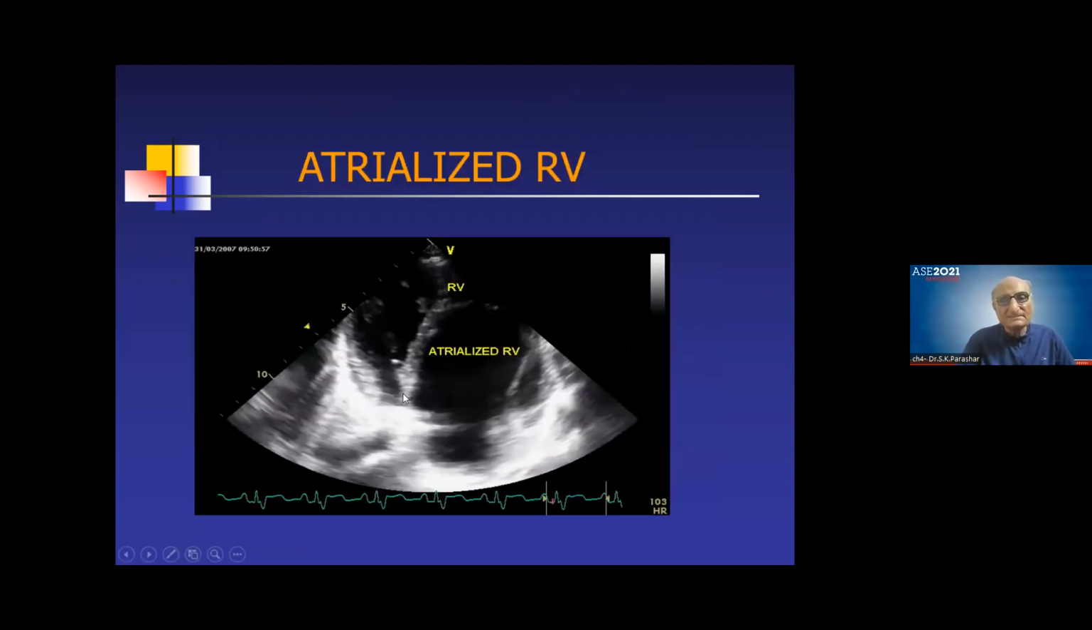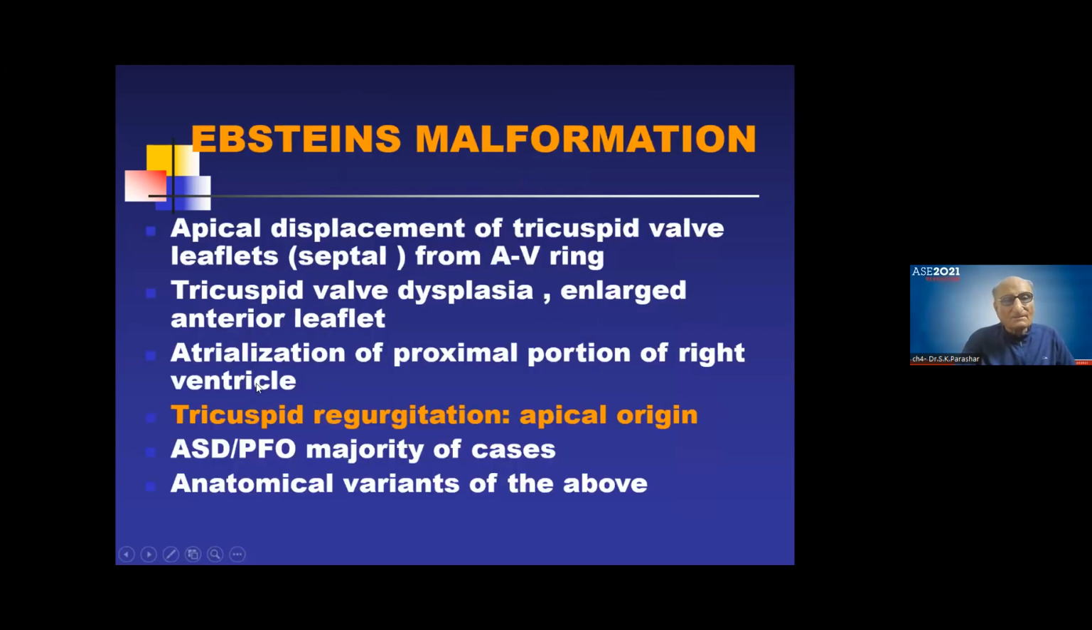So this is, you see, the anatomical view. Here, this is the tricuspid annulus. This is the RV, and this whole is the atrialized right ventricle. The larger it is, the poorer the prognosis. Now, you have seen three things: the tricuspid regurgitation coming from the apical origin.